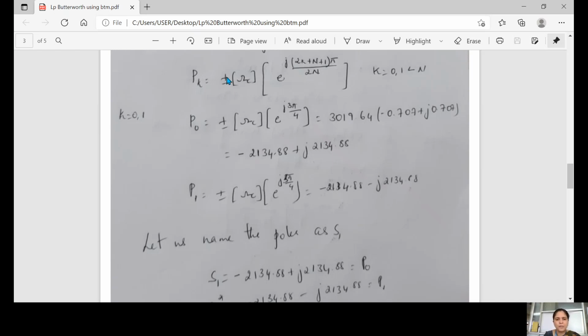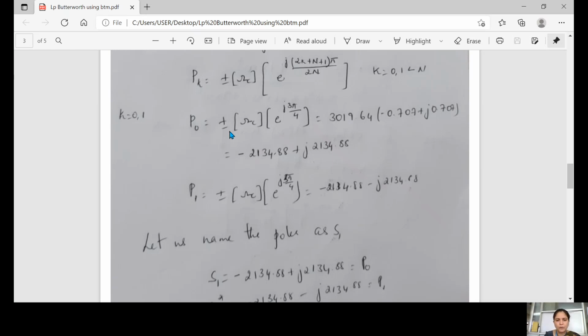So Pk is equal to plus or minus omega C into e to the power of j (2k plus n plus 1) into pi divided by 2n. So we know omega C, we know what is K, we know what is N. Substitute for K is equal to 0, so you will be getting P naught. Substitute for K is equal to 1, you will be getting P1.